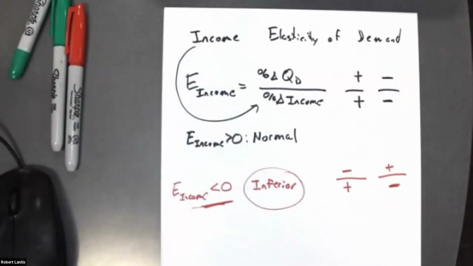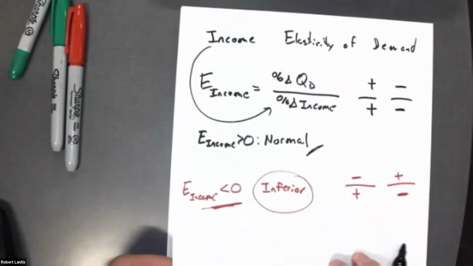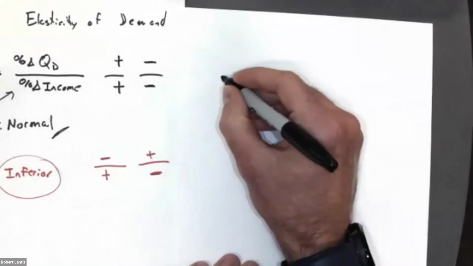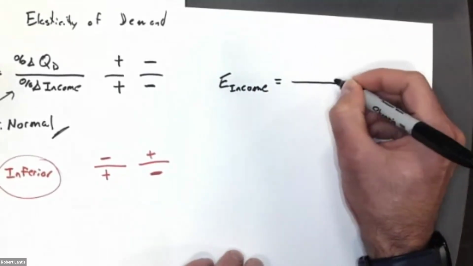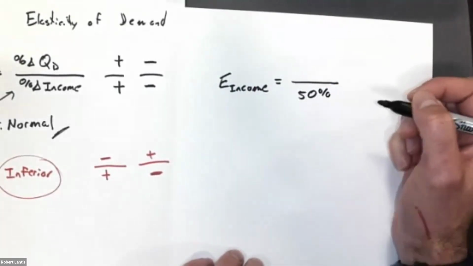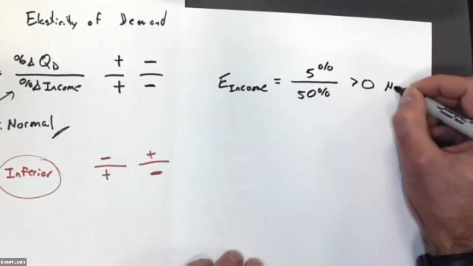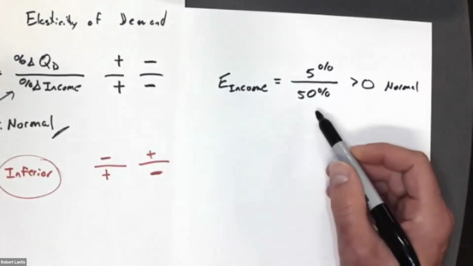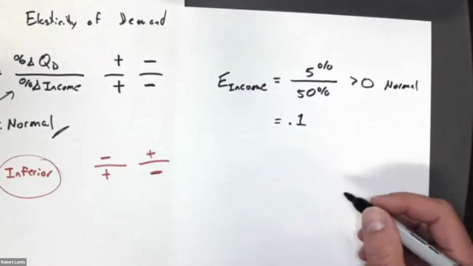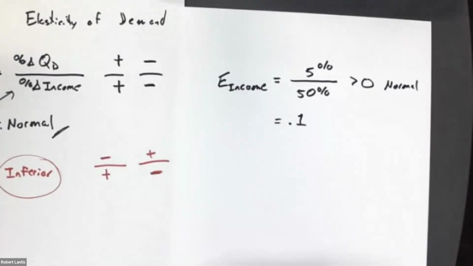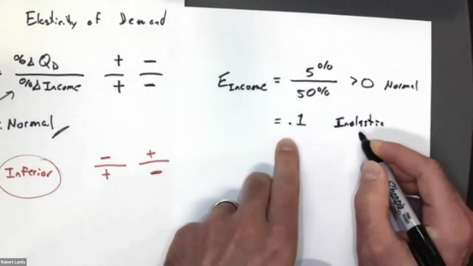So before I go back to the slides, I'm going to think about two different types of normal goods. Let's say I'm looking at an income elasticity and income goes up by 50%, and as a result, people buy 5% more of this good. So it's positive, so it's a normal good. But were people very responsive? Well, this elasticity measure would be 0.1. Once again, same ranges we had before. In between 0 and 1, this is inelastic. What does inelastic mean? People aren't very responsive.